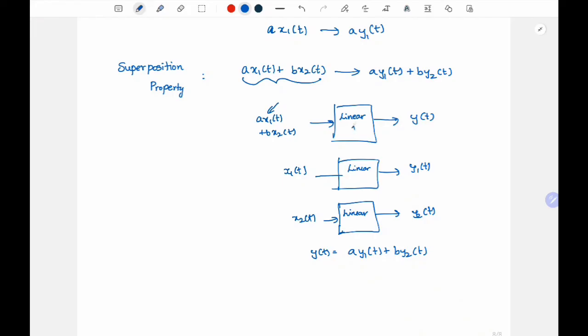So all these are the same system. Let's call it system A. This is also system A.